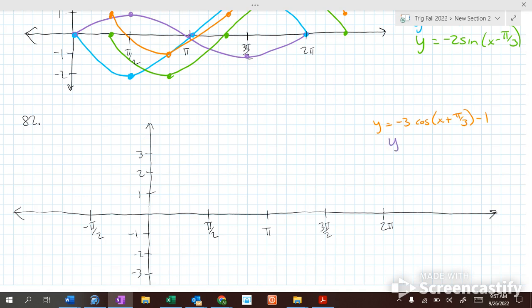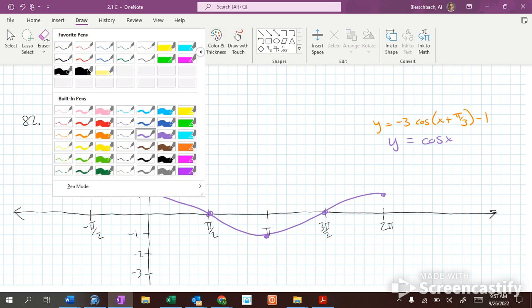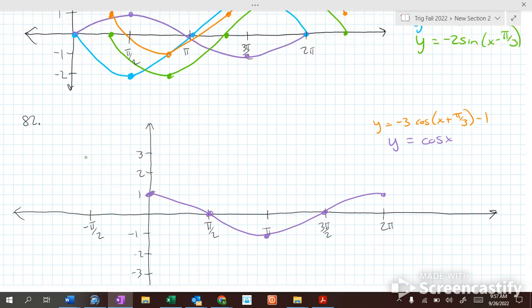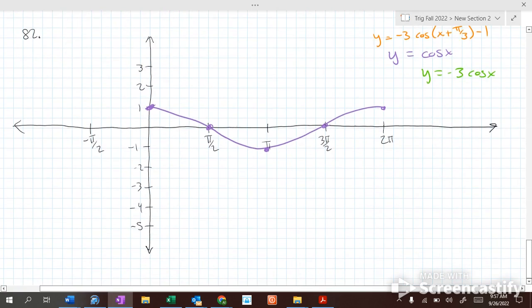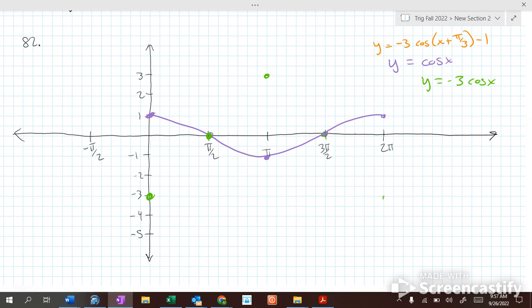Last one. Y equals cosine of x for this one. 1, 0, -1, 0, 1. The second step is y equals -3 cosine of x. So it's -3, 0, 3, 0, -3.